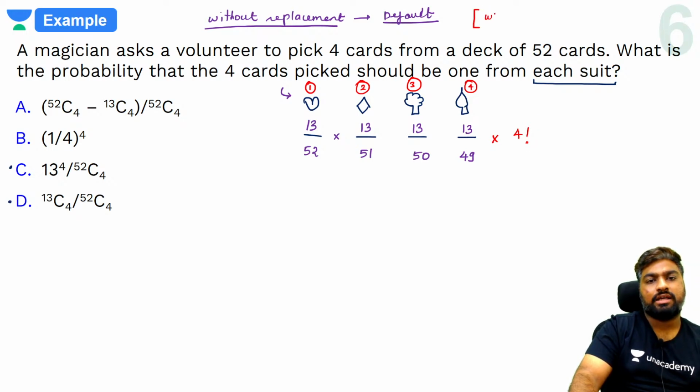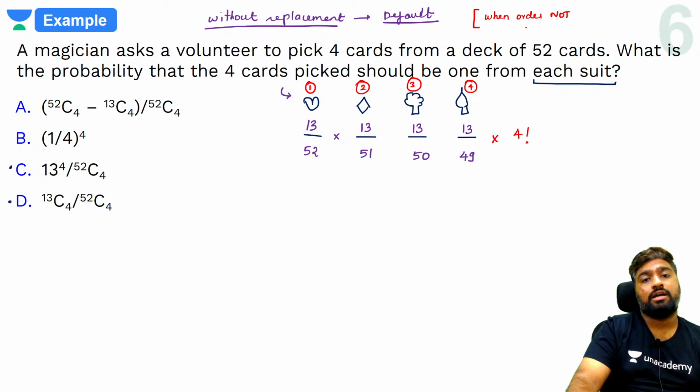When order not given, then Swiggy will not deliver soon. Sorry, when order... bhook lag gaya.